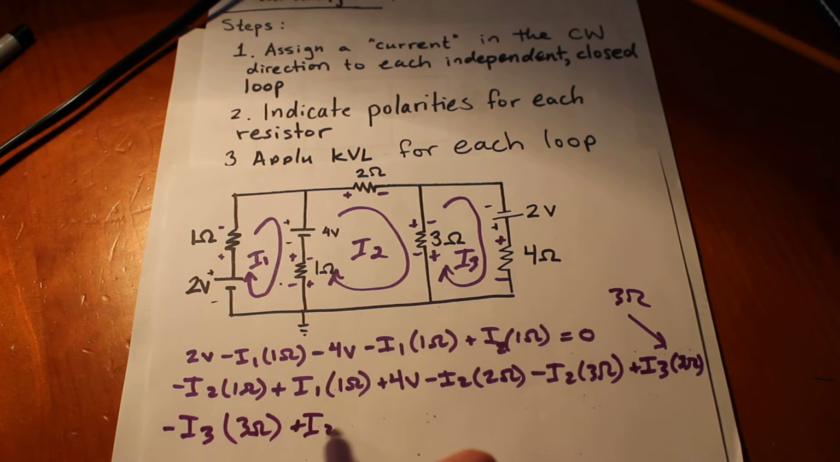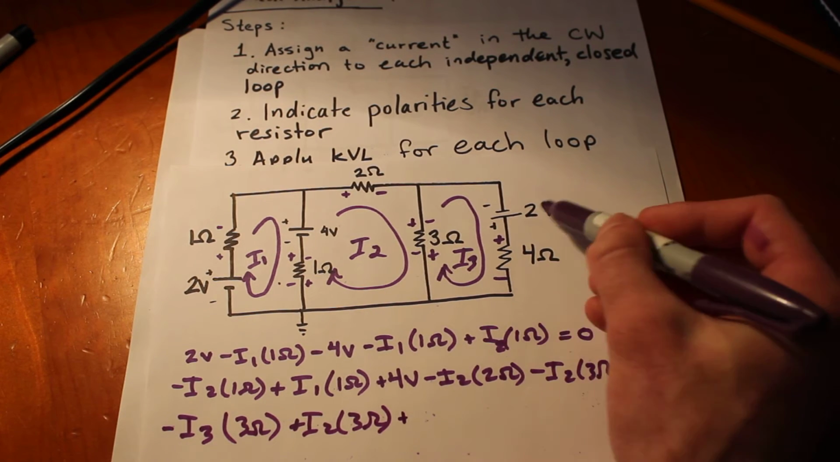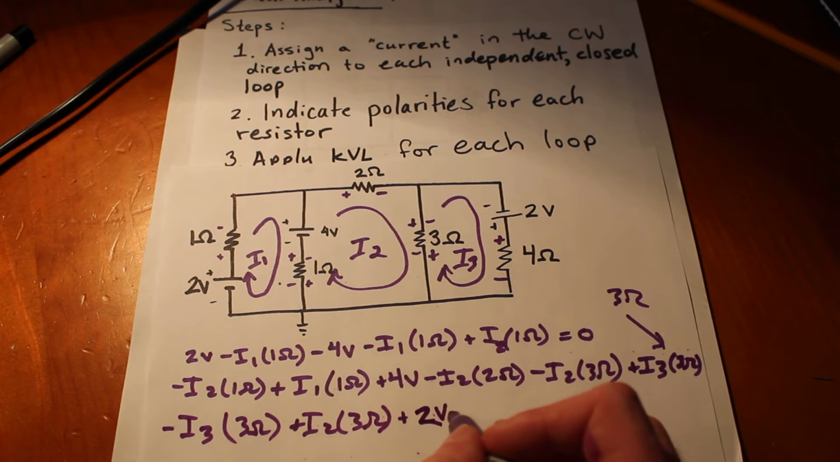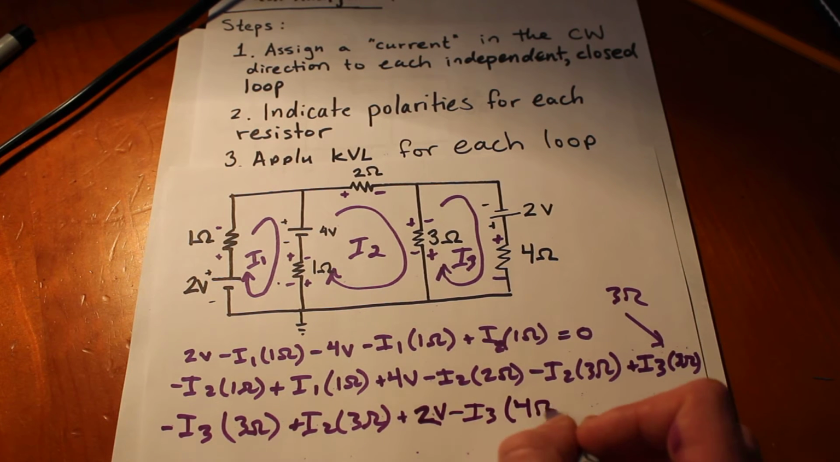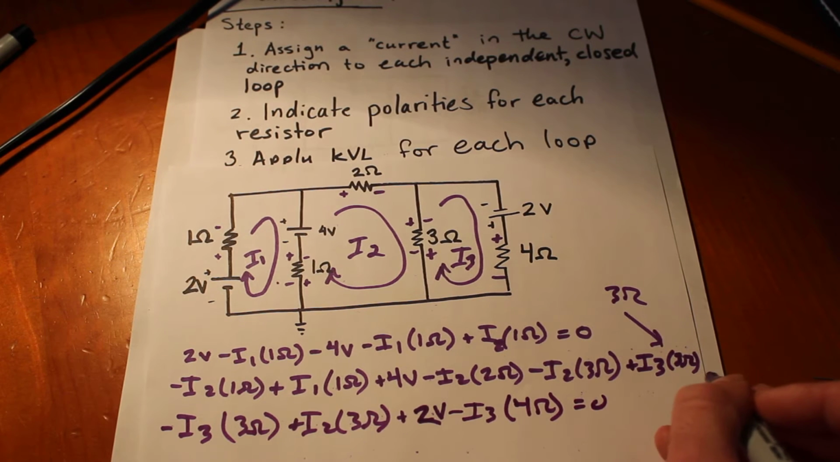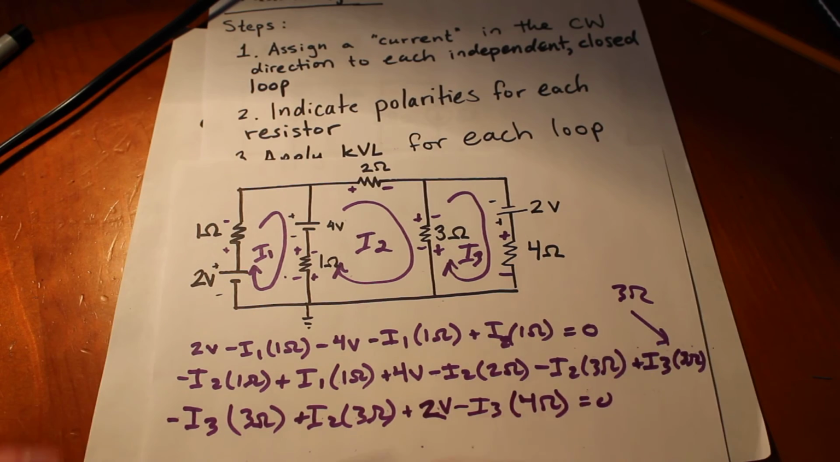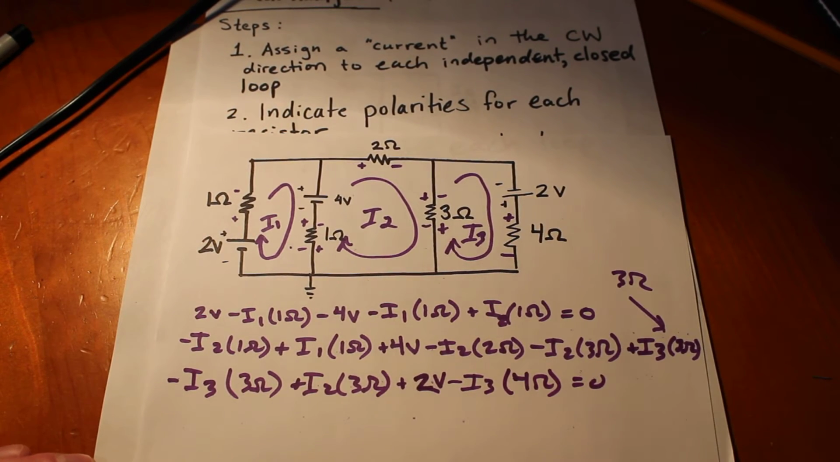So plus I2 times 3 ohms. Come back around, we have plus, because we're exiting out of the plus, 2 volts, and minus I3 times 4 ohms equals 0. And that should be equal 0 at the end as well, but we ran out of space. So now we'll put this in matrix form, much like we did in the previous example, if you saw it.